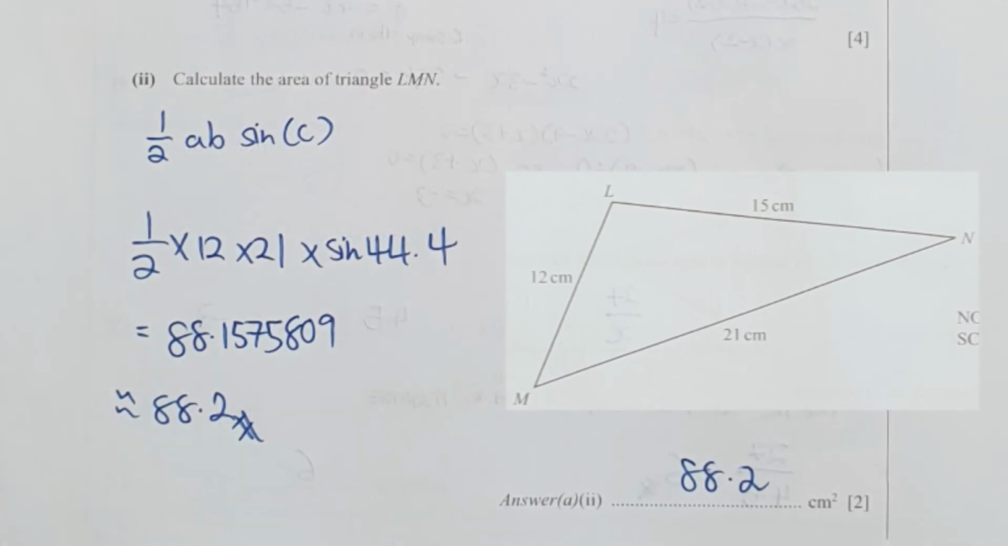But for you to calculate the area of LMN, I'm using the shortcut formula for irregular triangular shapes. It's actually half AB times sine C. So AB here is referring to 12 and 21, and the C here is the angle in between, LMN. So it's 44.4. Run the calculation, you should get 88.2 cm squared.